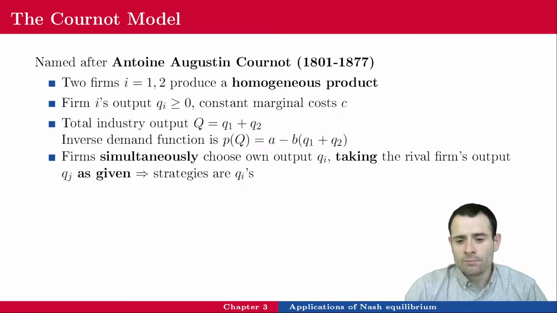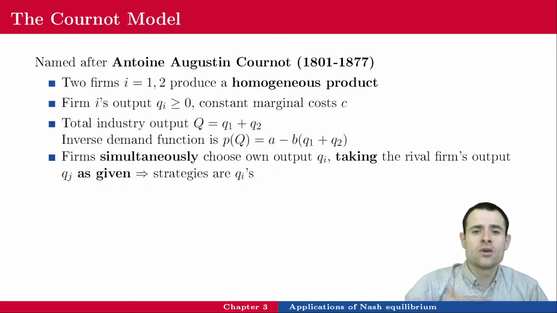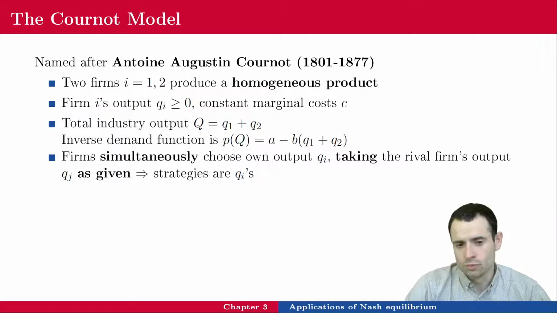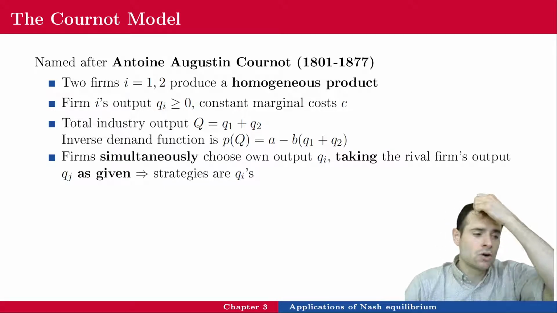So the rules of the game are as follows. Firms simultaneously choose their own output qi, taking the rival firm's output as given. So if I am firm 1, I'm just thinking, okay, the output of firm 2 will be equal to q2. I will not be able to know it. I just take it as a constant, q2. Now, if firm 2 produces an amount q2, what is the amount I want to produce? That will be my strategy, and that will be how we will find the best response of firm 1 and of firm 2. So here, the strategies are going to be the quantities.